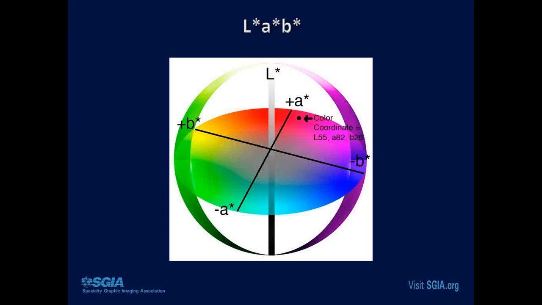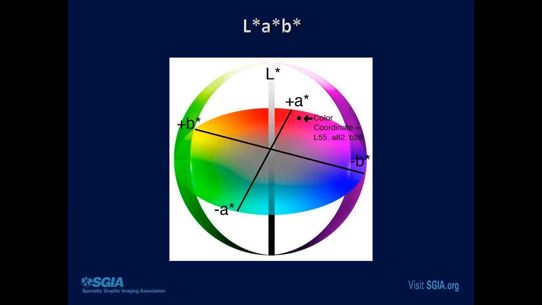The L is for lightness, white to black, or light to dark. The A is the red and green axis. So if it's got plus A, it's more red, minus A, it's more green. The B is the yellow and blue axis. Again, plus B is more yellow, minus B is more blue.